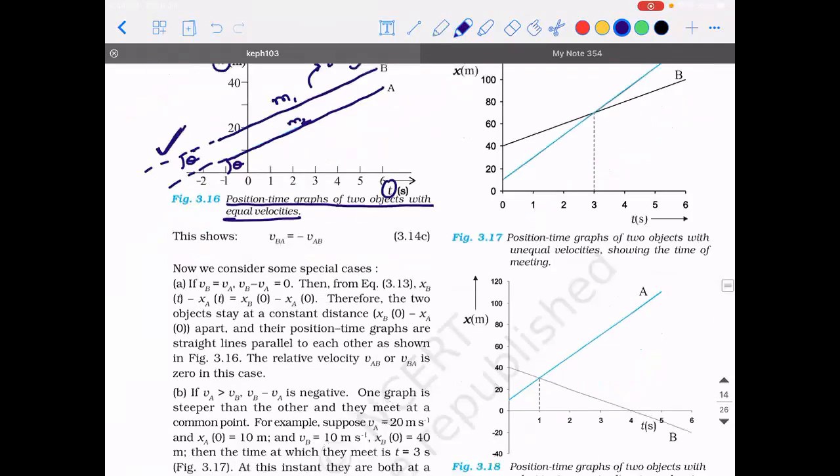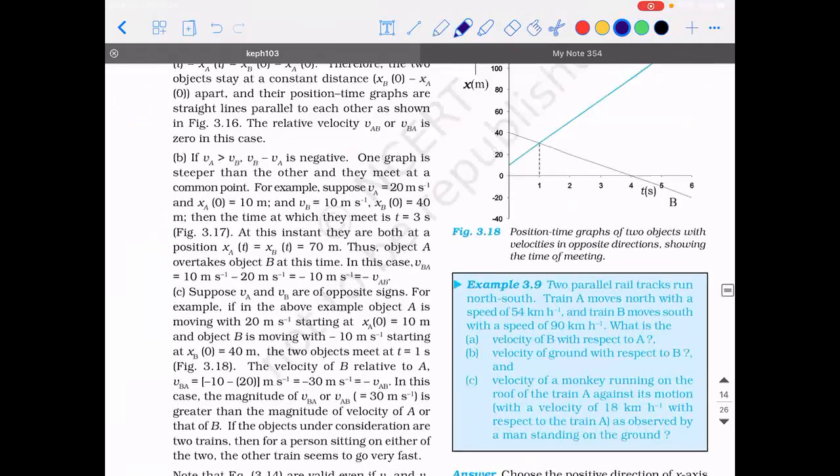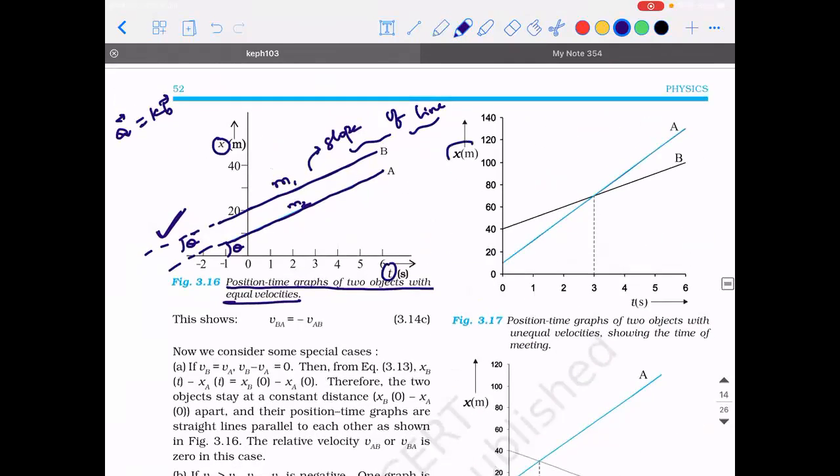Second, if you have the position time graph of two particles where they tend to meet, then how is the graph going to be? Let's say there is an object which started at 0, 40. And that object started moving so that its displacement constantly increased with respect to time. Hence, the velocity of this particle is VB.